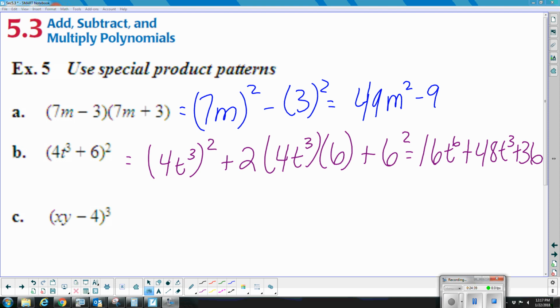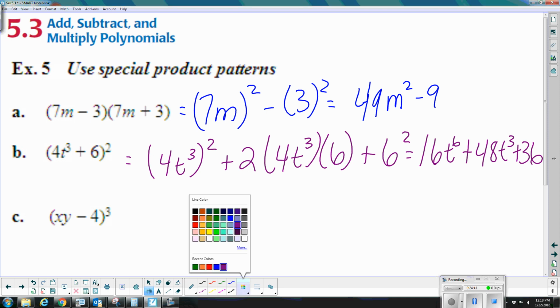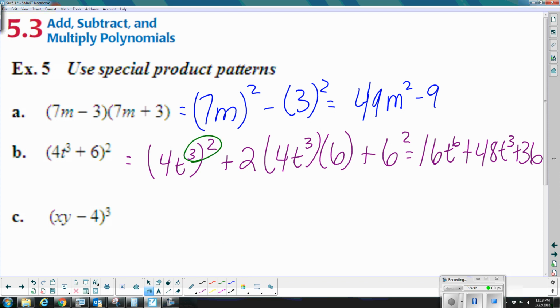So don't forget about your properties of exponents. You're taking a cubed power squared. That's 3 times 2. That's why it's t to the 6th and not t to the 5th power, because it's a power of a power, and you have to take each term to that second power.